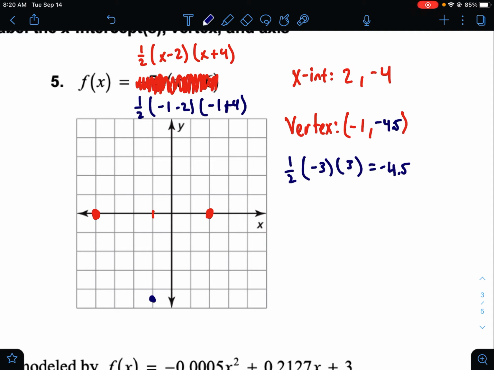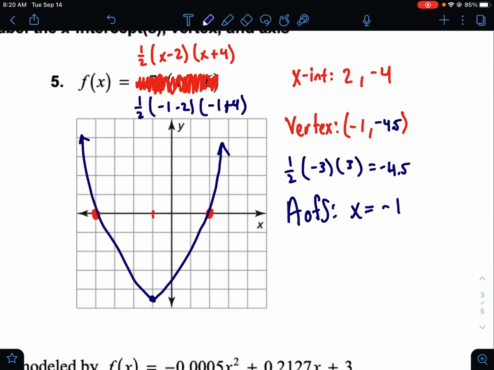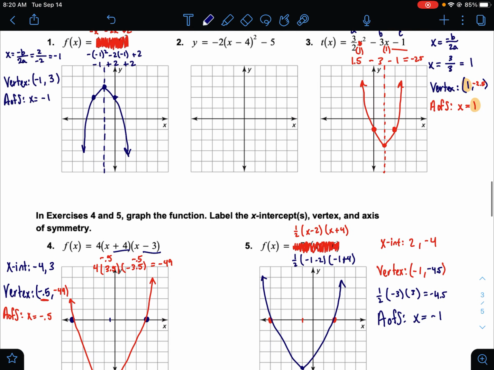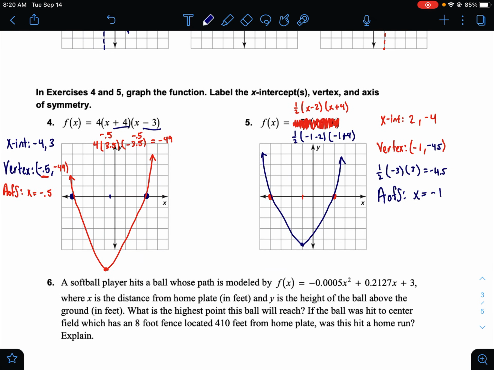And there you go. And now I can connect these dots, and I have my graph. I also have the axis of symmetry. We don't want to forget that. Axis of symmetry is simply x equals whatever the x is in my vertex, which turns out to be negative 1. That's it. That's all we were doing today. No word problem, no vertex form. We'll keep that for next class, and that's it. So thanks for listening.